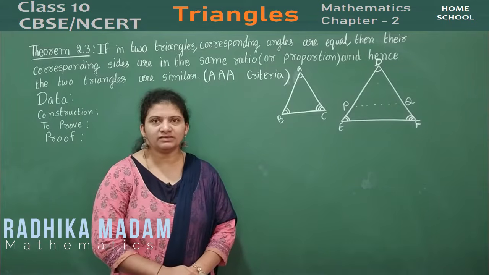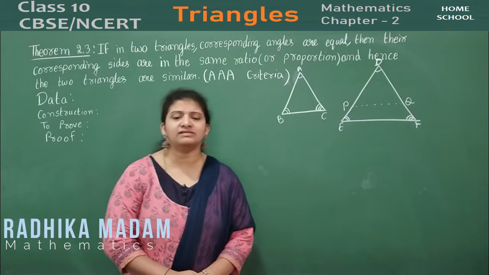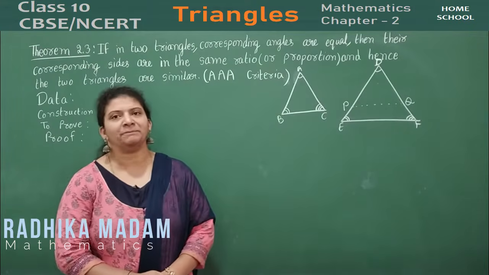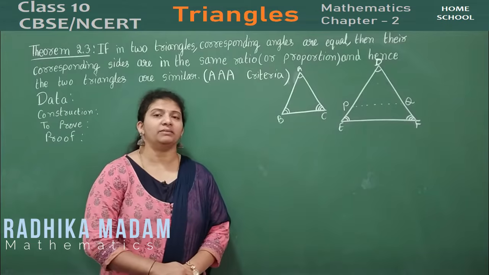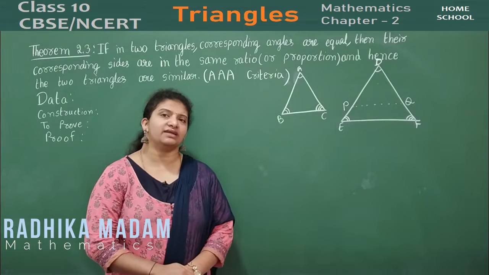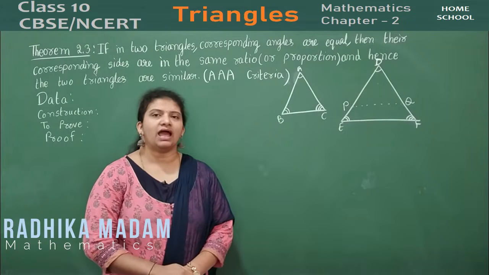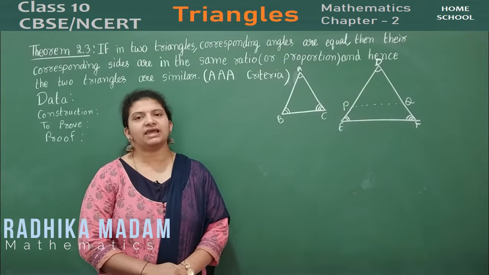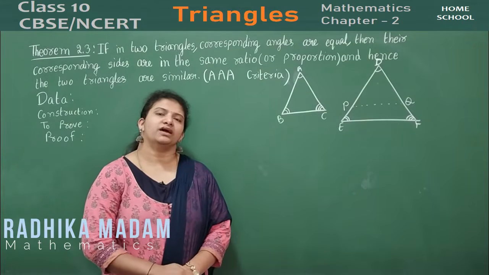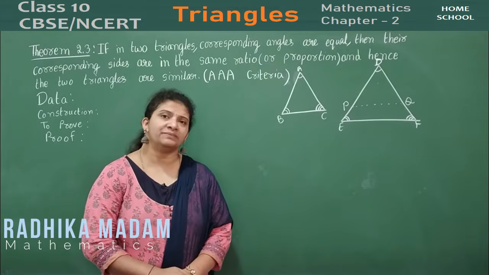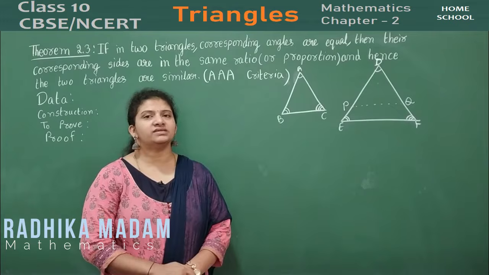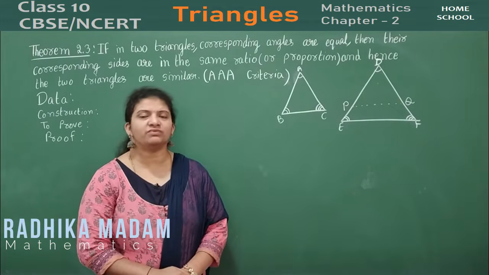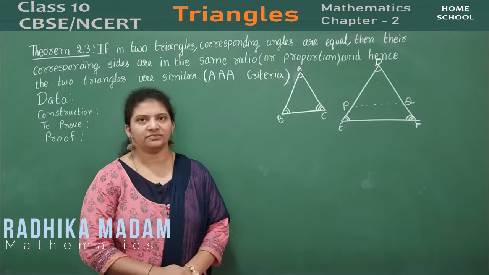First one is angle similarity criteria, and side similarity criteria, and one more SAS theorem. What is SAS here? Side angle side. Okay, these 3 similarity theorems we are going to prove in this session.